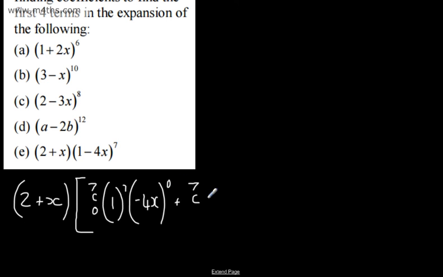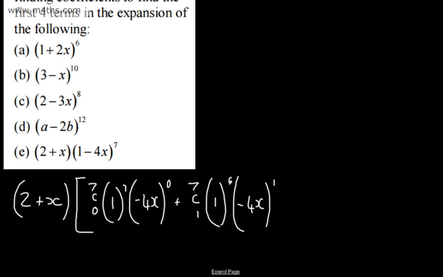And then we're going to multiply this by 7c0. We're going to have 1 to the 7th. We're going to have negative 4x now to the 0, plus 7c1. We're going to have now 1 to the power of 6. We'll have negative 4x to the power of 1. So all I'm doing is simply now continuing this.